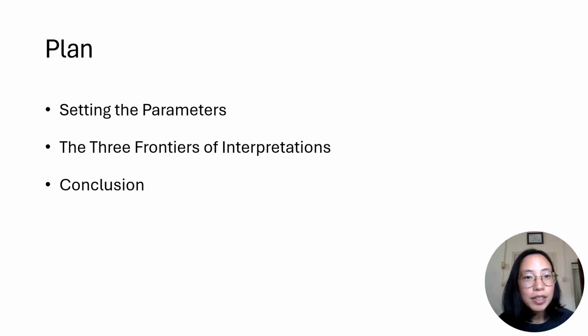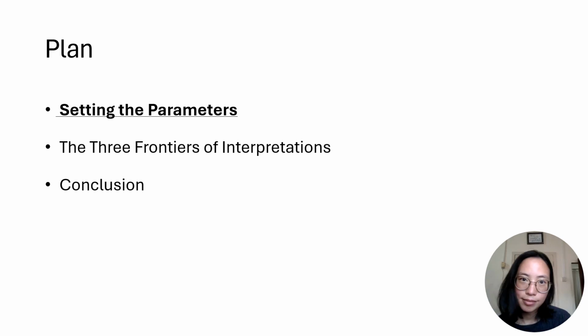So this video is divided into 3 sections. I will start with setting the parameters, talking about different kinds of documents that can be put online. Secondly, I will talk about 3 kinds of limits of interpretation when we use these documents. To conclude, I would like to point to some next steps that we can use going forward. So let's start with setting the parameters.